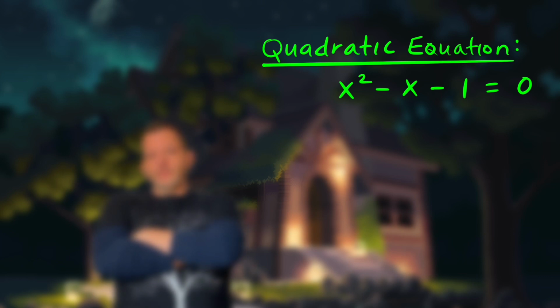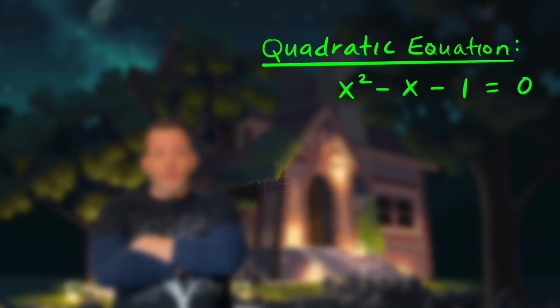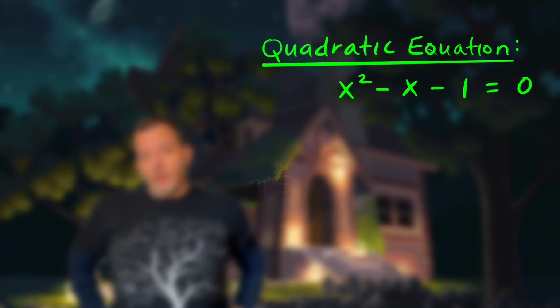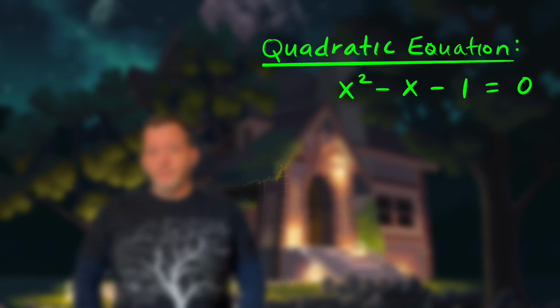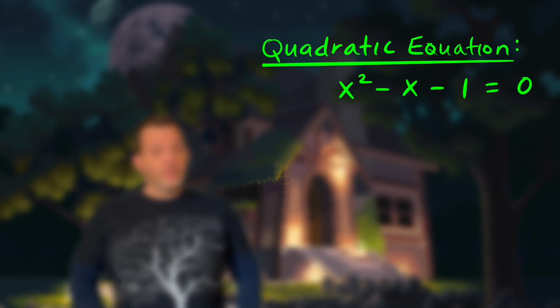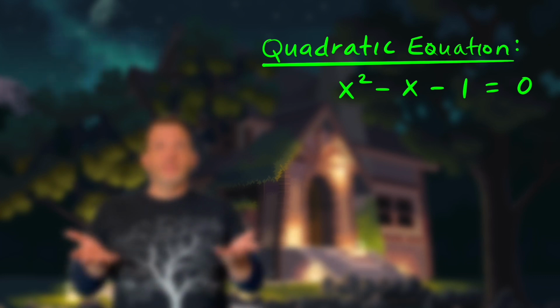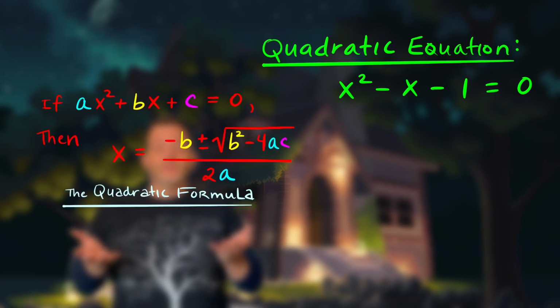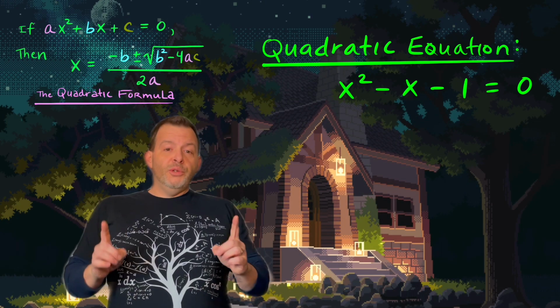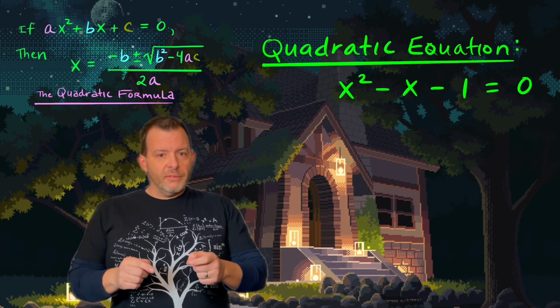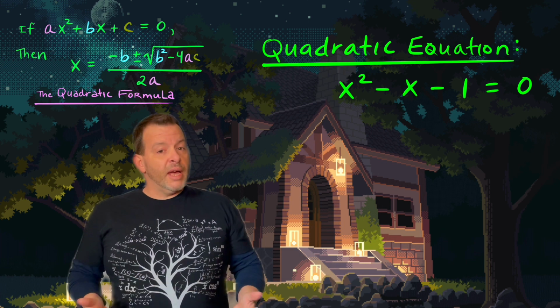Consider this quadratic equation: x squared minus x minus 1 equals 0. Do you remember how to solve this equation? You might remember something called the quadratic formula. Here it is. So if we use this formula to solve that equation, what do we get?